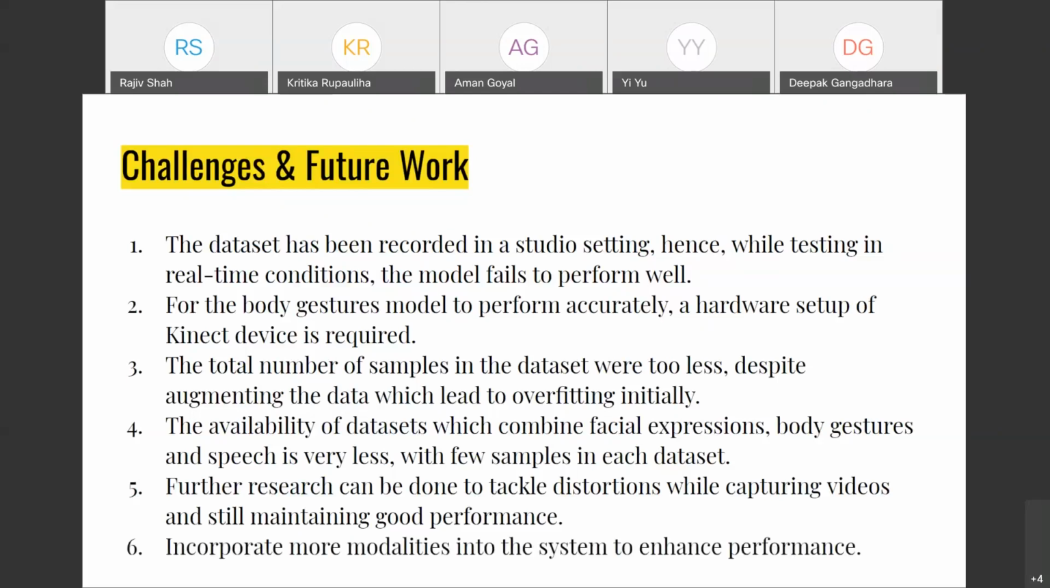Finally, right now we have used speech, but we are not considering the choice of words that the person is using. Are they also going to have an impact on the person's emotion? So we plan to incorporate more modalities in the system to enhance performance.